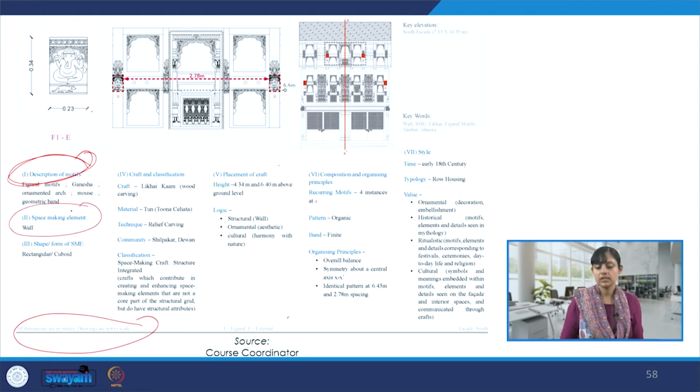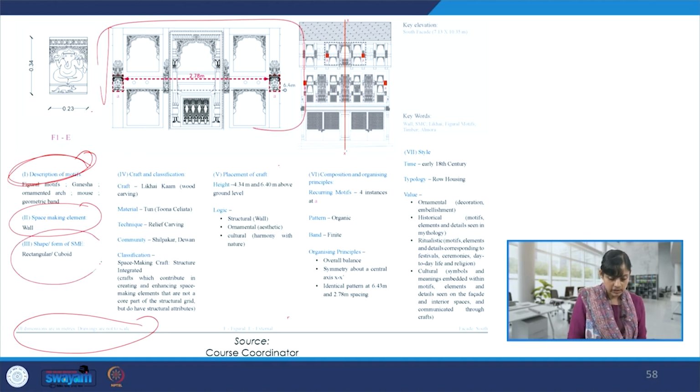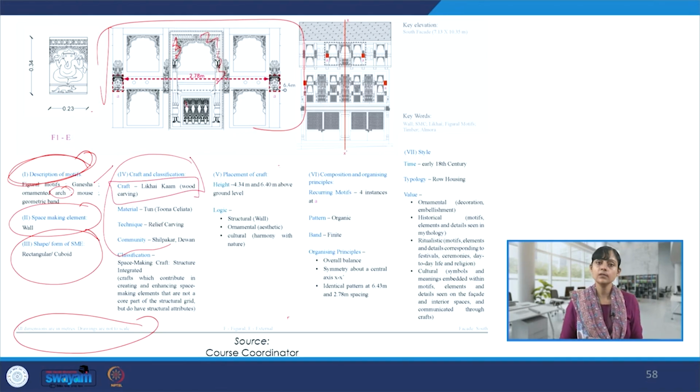What is the space making element which is seen here? It's a wall. It's rectangular and cuboid. The motifs are Ganesha, ornamented arch, geometric bend. What craft is seen over here is again the likhai kam, which is the wood carving. The material is tun, which is a local wood that is found over here. Technique is relief carving. So within carving also there are different techniques. The community of shilpkars or divans.